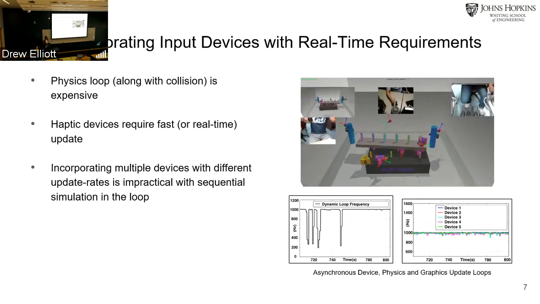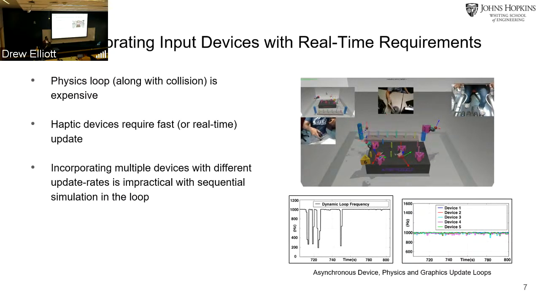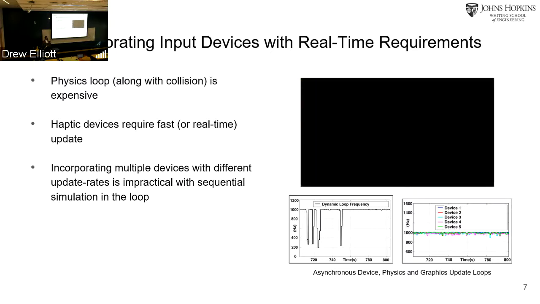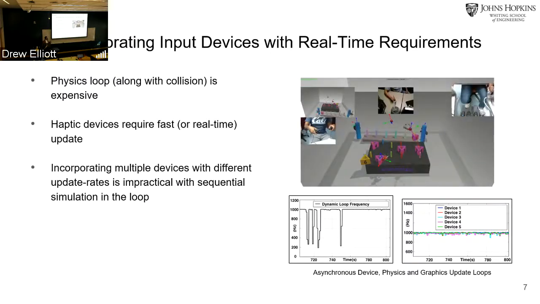Incorporating input devices is important for surgical simulators because we need these input devices to teleoperate robots and interact with the environment. The physics loop is computationally very expensive. The collision part is. Adding a high-speed communication device with this loop is challenging. Adding multiple devices with variable communication frequencies is just unfeasible.